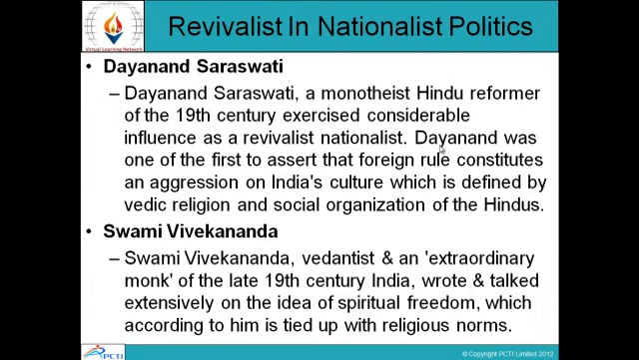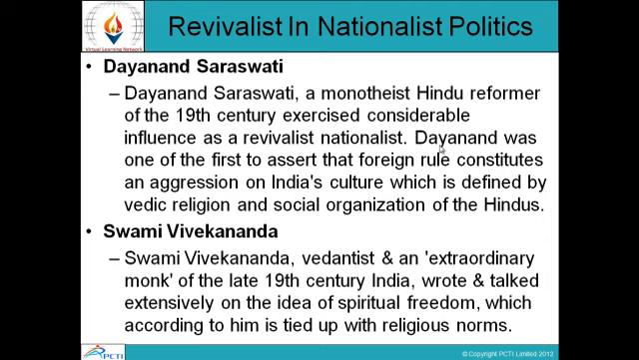Revivalist in nationalist politics, Dayanand Saraswati, a monotheist Hindu reformer of the 19th century, exercised considerable influence as a revivalist nationalist. Dayanand Saraswati was one of the first to assert that foreign rule constitutes an aggression on India's culture, which is defined by Vedic religion and social organization of the Hindus. So this is what Dayanand Saraswati said, that foreign rule is basically an aggression on India's culture. It is not promoting India's culture, which is defined by social organization, Vedic religion and other components.